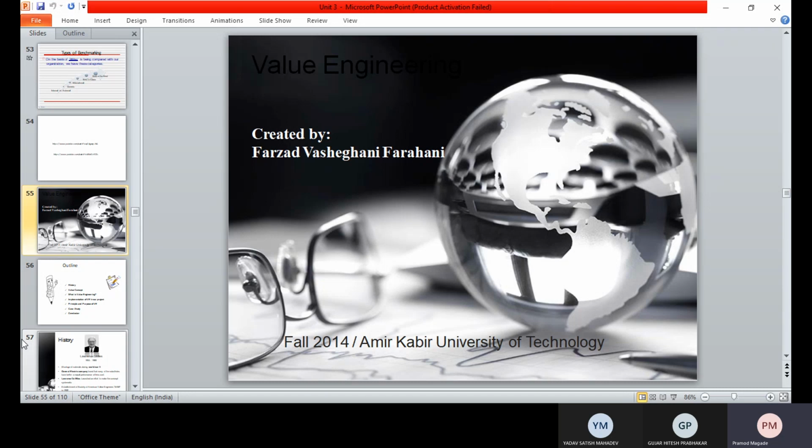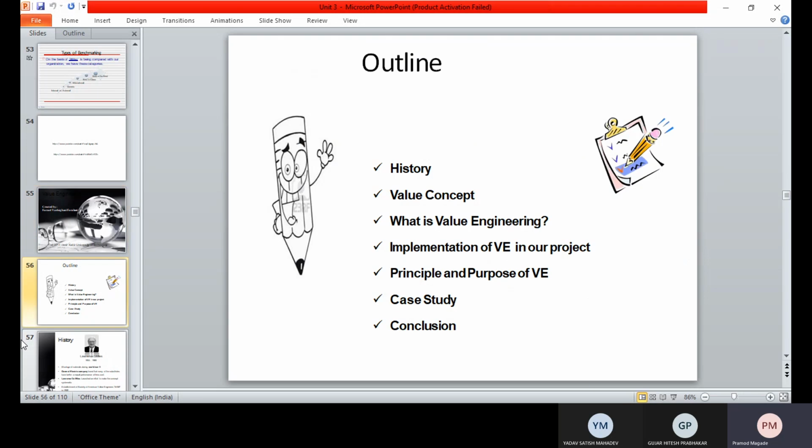Here, this is actually a Dubai University slide I have referred to, and he has explained value engineering very well. So that's why I have quoted it over here. You can see we are going to learn about value engineering. First of all, history: who developed this concept of value engineering? Then the value concept. Then the implementation of value engineering, the principles, and some case studies he has given. And lastly, he has concluded with the relation between function and cost. So these parameters we are going to learn over here.